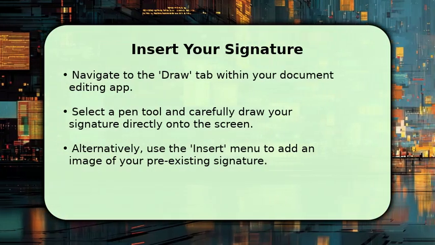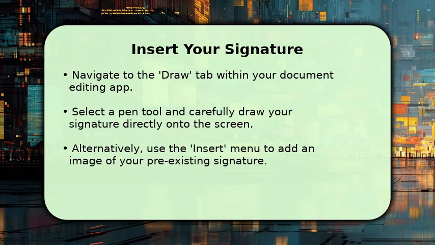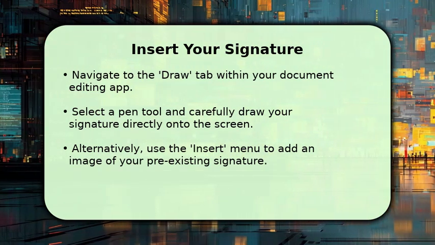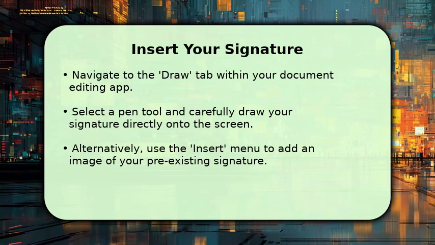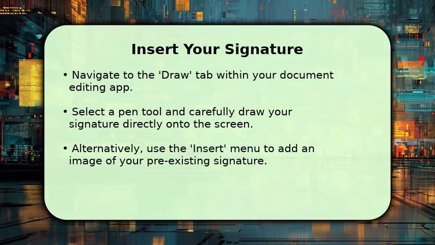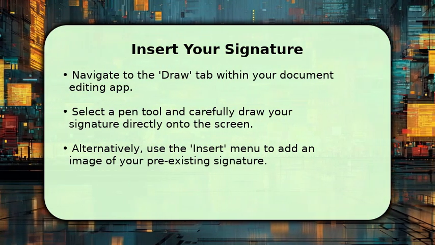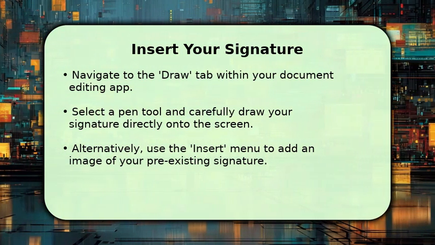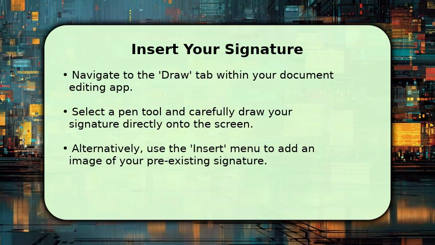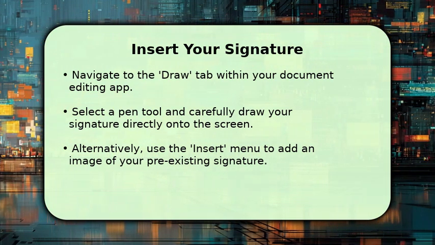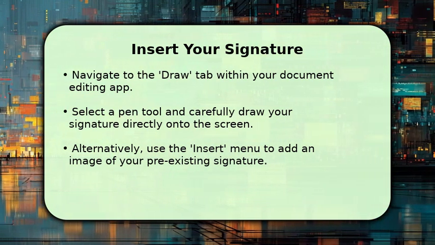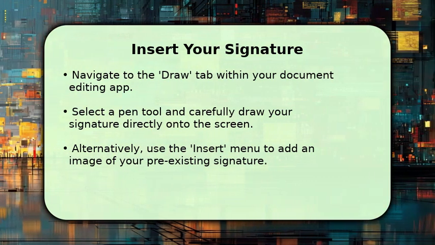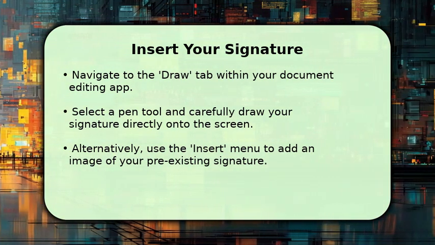Once your document is open, access the Draw tab within your app. Here, you will find various pen tools to select from. Choose one that suits your preference. Carefully use your finger or a stylus to draw your signature directly onto the screen at the desired location. If you prefer to use a pre-made signature, navigate to the Insert tab and select Pictures to add your signature image file. You can then easily adjust its size and placement.